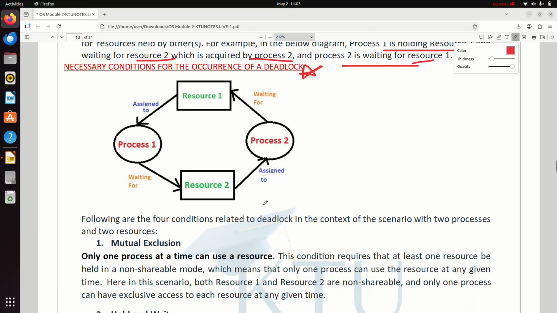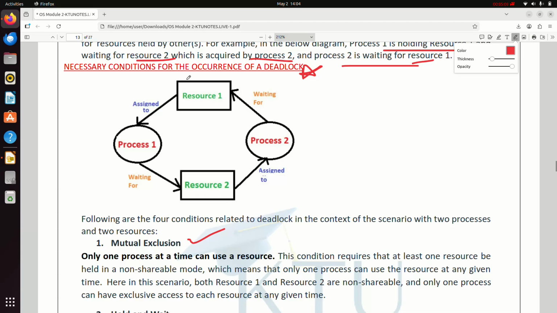The first condition is mutual exclusion. Mutual exclusion means only one process at a time can use a resource. That is, the condition requires that at least one resource be held in a non-shareable mode, which means that only one process can use the resource at any given time. Here in this situation, both resource 1 and resource 2 are non-shareable, and only one process can have exclusive access to each resource at any given time.